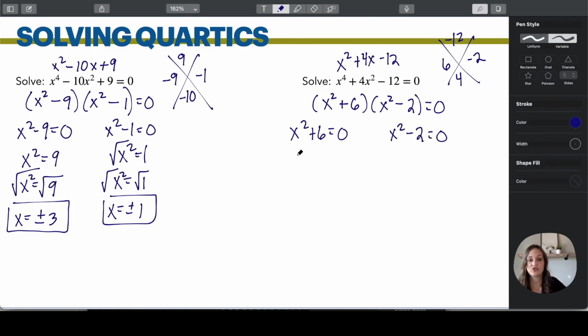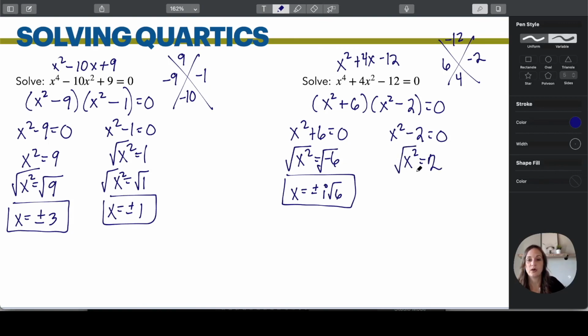So in this case, we would subtract 6, and then we would take the square root of both sides. So we would get plus or minus i square root of 6. I, because there was a negative in the square root. In this next case, we would add 2 to both sides, and then we would take the square root again, and we would get plus or minus the square root of 2. No i, because there was not a negative inside the square root.